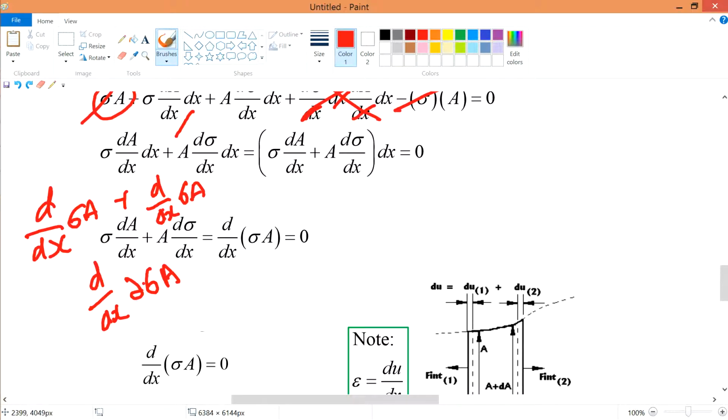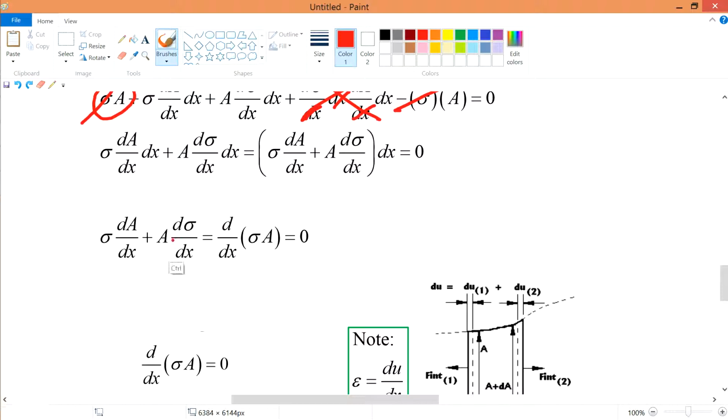Okay, I don't know why we write that, but because this is in terms of some very small sigma and small a, we can assume that 2 times of it is just the same, so we just write it as d over dx sigma a, that's all. So this thing over here is simply this one, which equals 0.